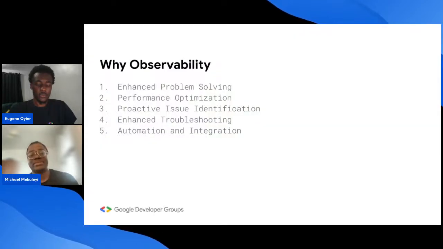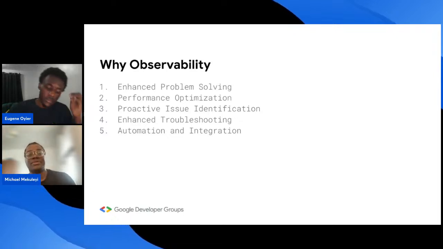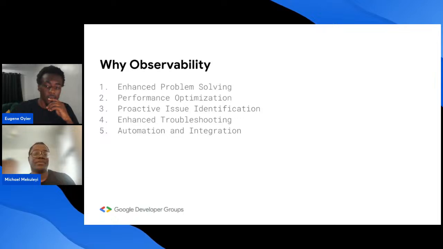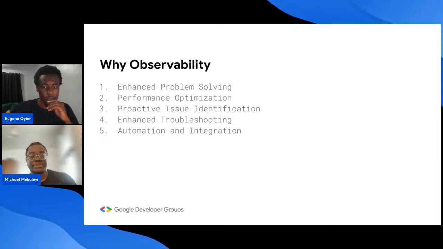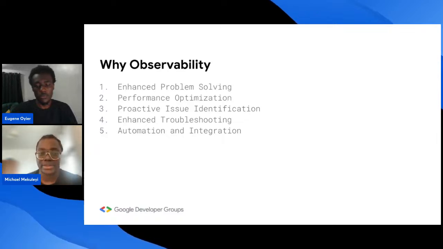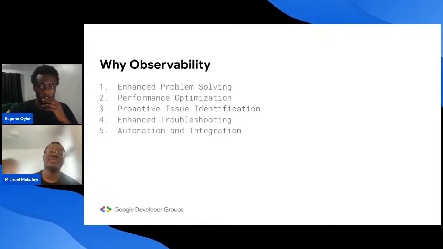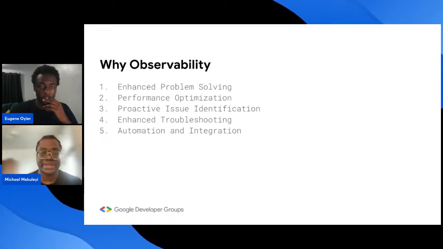Why observability? Why do we need to observe metrics, logs, and all those things? We are looking for, first of all, enhanced problem solving, performance optimization, proactive issue identification, and then enhanced troubleshooting. Then also, we are looking at automation and integration. So we want to solve problems faster. If metrics are going bad, we want to solve them faster. We want to optimize our performance. We want to continue proactively troubleshooting. And then we are focused on automating quickly and integrating.